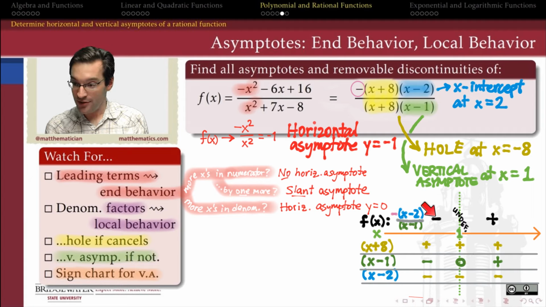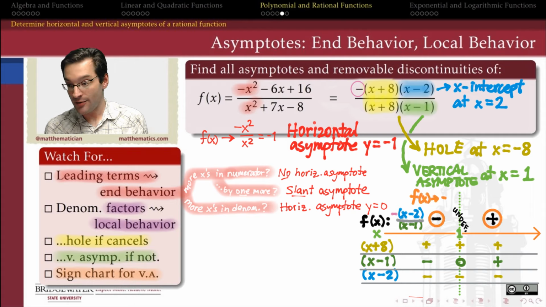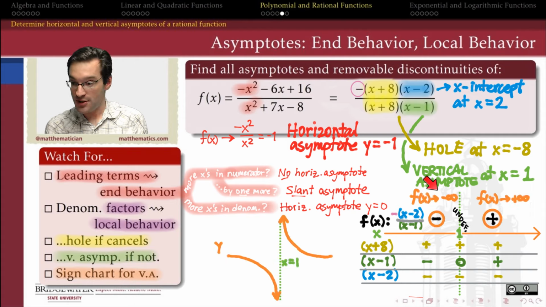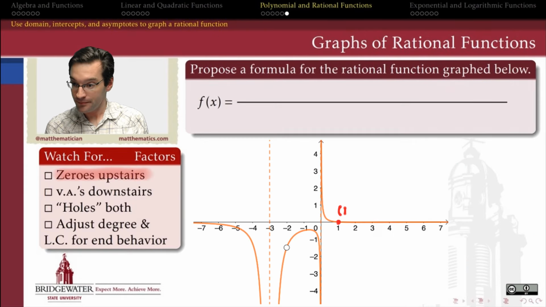I find out that f of x is negative to the left of this value. It's undefined at x equals 1, and it's positive on the right-hand side. And so this sign chart tells me that as x approaches 1 from the left, f of x approaches negative infinity, falls through the floor, and as x approaches 1 from the right, f of x goes to positive infinity, it crashes through the ceiling.